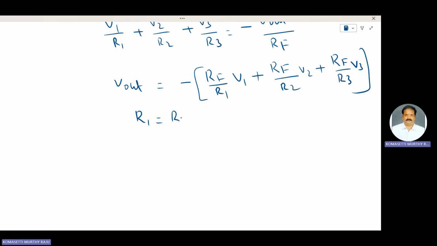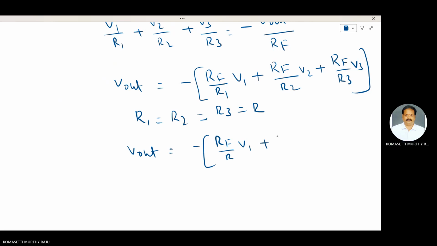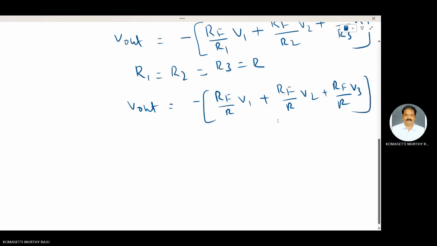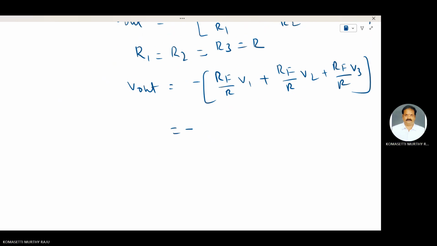R1 is equal to R2 is equal to R3 is equal to R. Therefore, Vout is equal to minus RF by R V1 plus RF by R V2 plus RF by R V3. That is equal to minus of RF by R times V1 plus V2 plus V3. The output voltage is equal to the negative sum of all the inputs times the gain of the circuit.